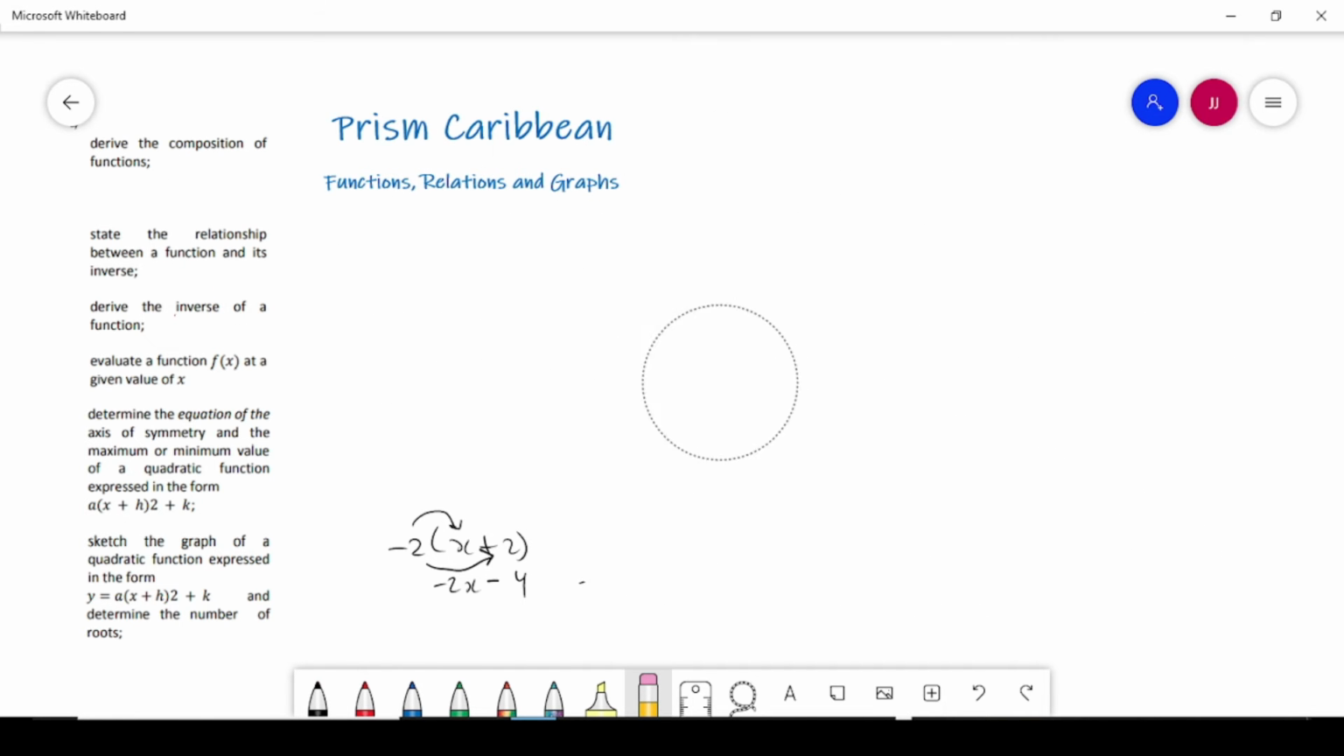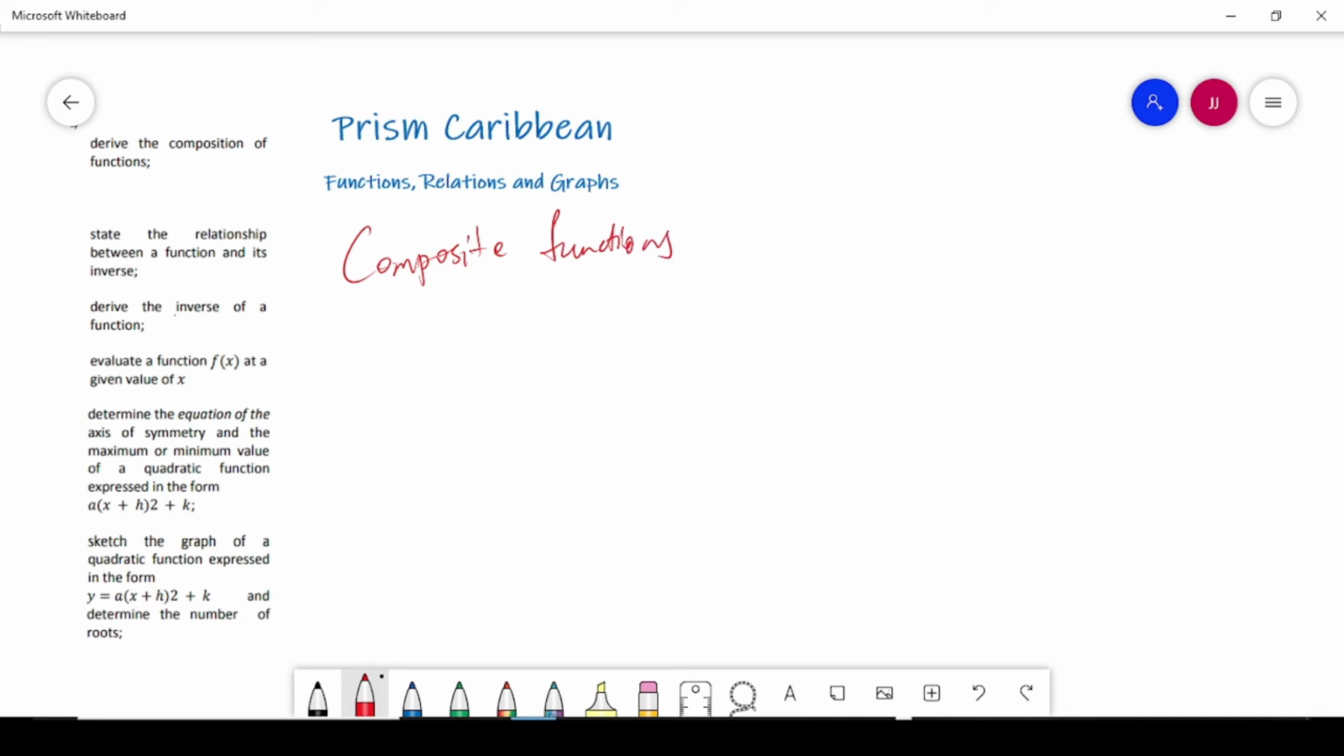So now we're moving on to the next topic. Composite functions. Right.